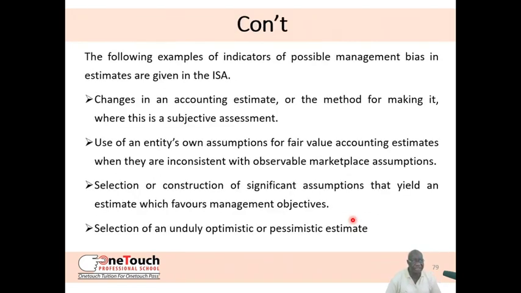Then the following examples of indicators of possible management bias in estimates are given. So the ISA is saying that if you look at all these things, there may be some bias in some areas. Changes in an accounting estimate or the method for making it, where this is a subjective assessment. Then use of an entity's own assumptions for fair value accounting estimates. Selection or construction of significant assumptions that yield an estimate which favors management objectives. Selection of an unduly optimistic or pessimistic estimate.